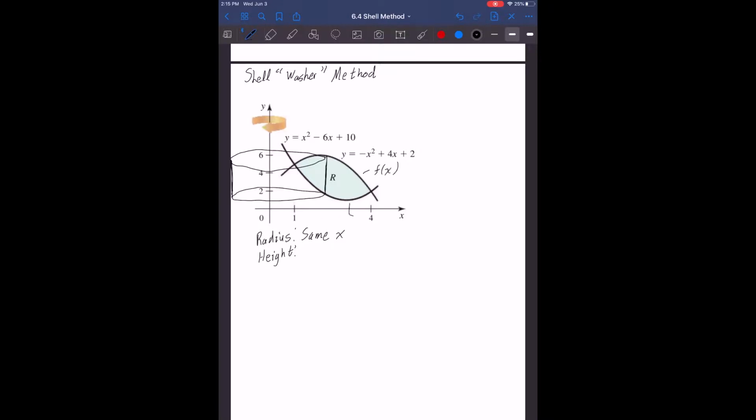Just in the general sense, if this top function was f of x and the bottom function was g of x, the height now is just going to become the difference between f of x and g of x. So we need to not include going all the way down to the x-axis. This leaves us with a formula of the integral from a to b of still 2 pi x, the same circumference of our cylinder, but now we have f of x minus g of x.